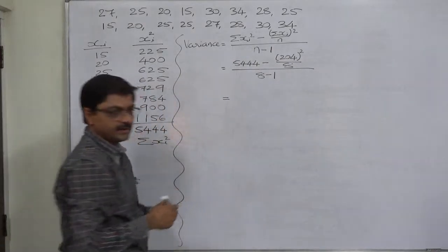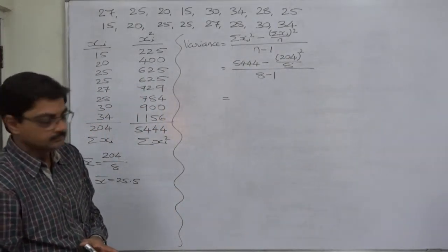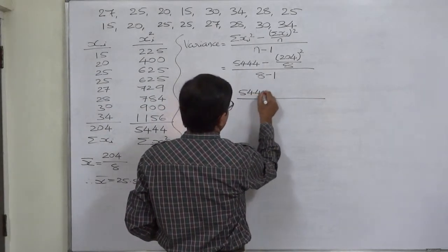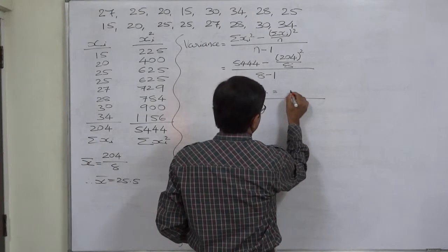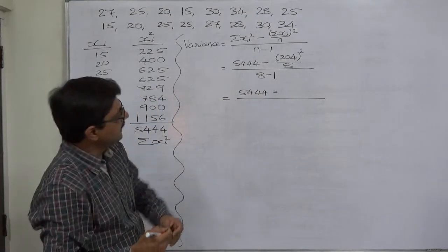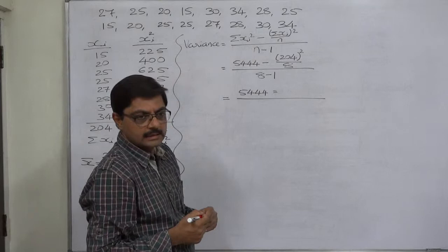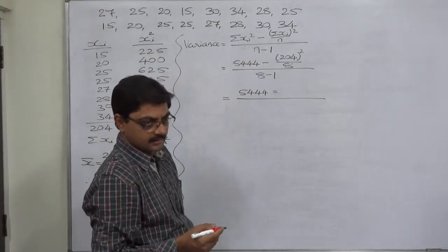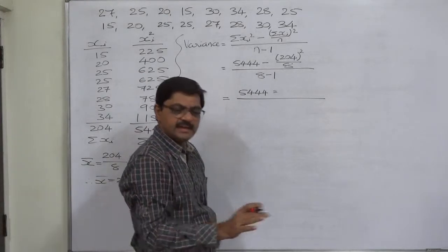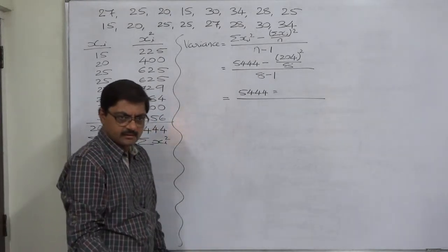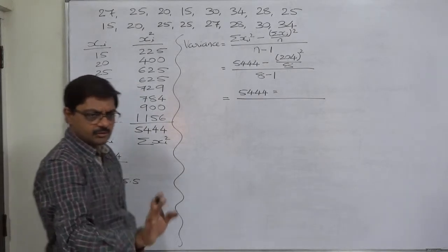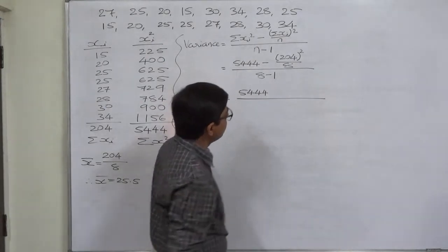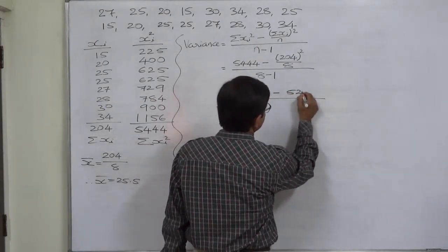Now just simplify. What is the squared value of 204? 204 square is 41,616. Directly you can divide 204 square by 8. We are interested in the result only. 5,202.